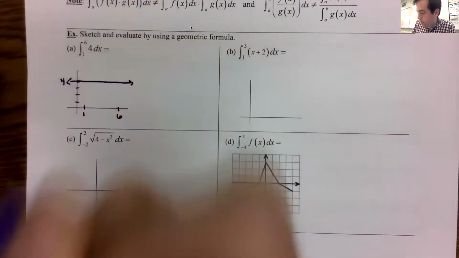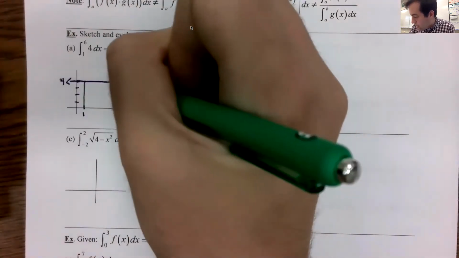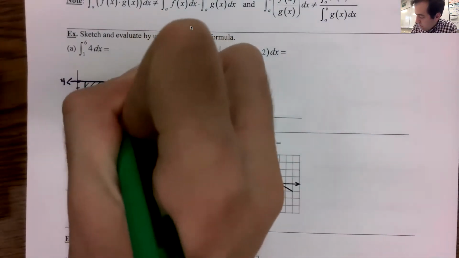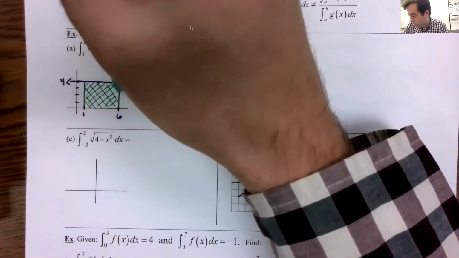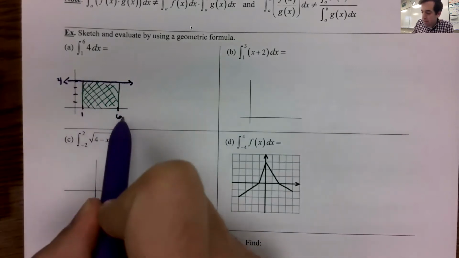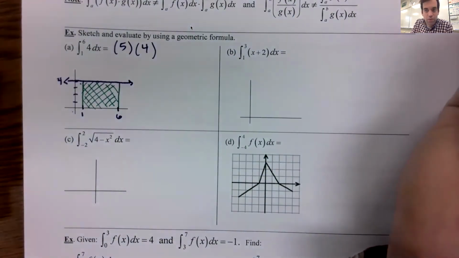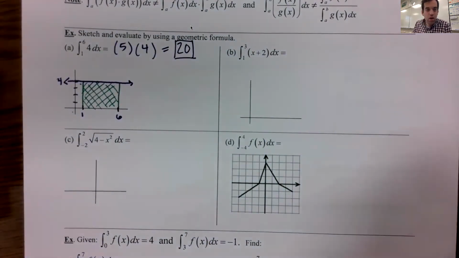So this is at 4. What we're going to do here is picture that from 1 to 6, we're trying to figure out what this area is that's bounded by the x-axis and this line. To figure that out, we can just say, hey, wait a minute, this is a rectangle, right? It has a width from 1 to 6 of 5 and a height of 4. So if we do 5 times 4, we'll get 20. And that's our area. So that's our integral.